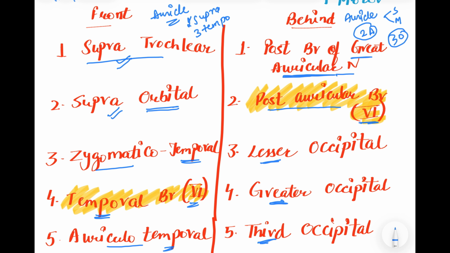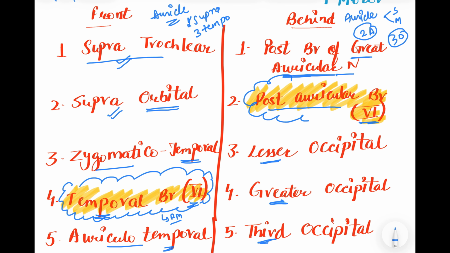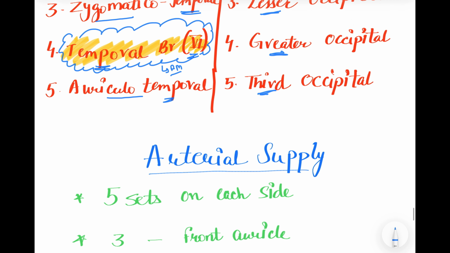So among these, as I have said, 4 are going to be the sensory, right, and 1 is going to be the motor. So motor in front is going to be your temporal branch of the facial nerve. If you remember, this is the one which is going to supply your frontal muscle. And behind what we have is the posterior auricular, which is also the branch of facial nerve. This is the motor nerve. This is supplying your occipital muscle, right? So these are the 10 nerves which are going to supply the scalp.